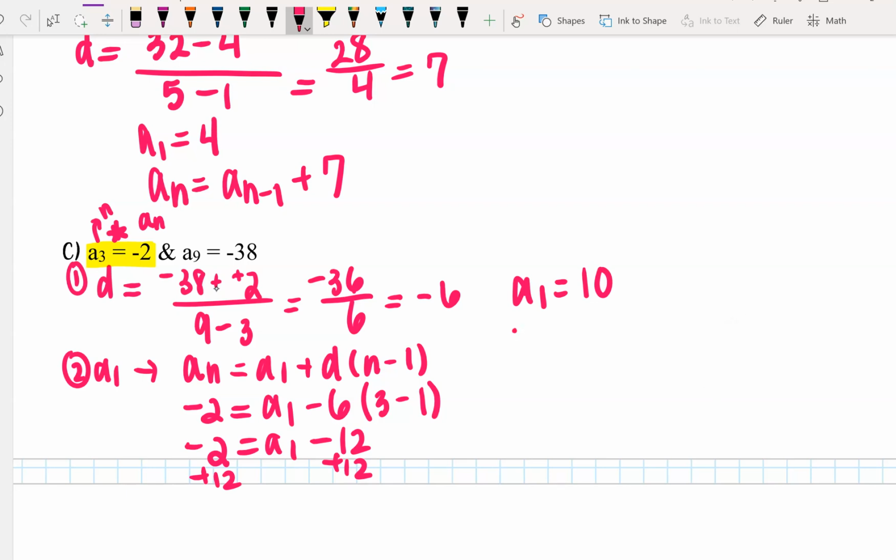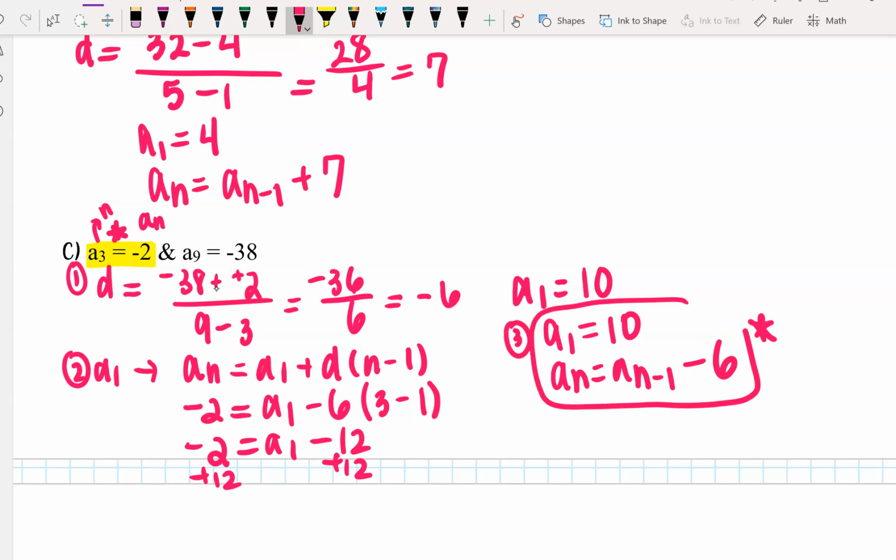Okay. So now the last thing we need to do is write our explicit form because we haven't even done that yet. So now we have a sub 1 is equal to 10. We have a common difference, so now we can write our a sub n equals our previous term minus our common difference. And then this is our answer here, this whole last part. Okay? All right, so let me know if you have questions about that.